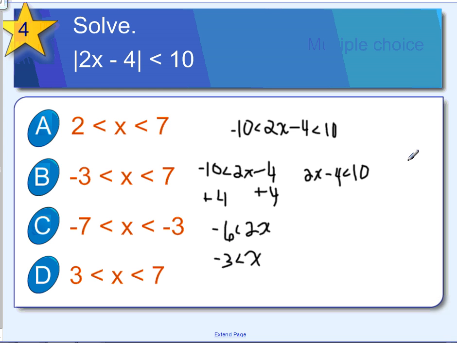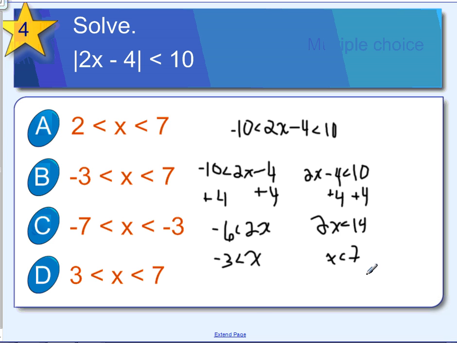Okay, I'm going to go over here and solve again. Plus 4, plus 4, and I'm going to get 2x is less than 10 plus 4, which is 14. Divide both sides by 2, and I'm going to get x is less than 7.